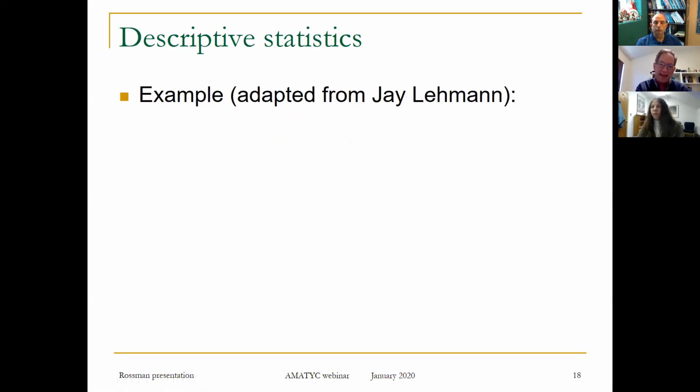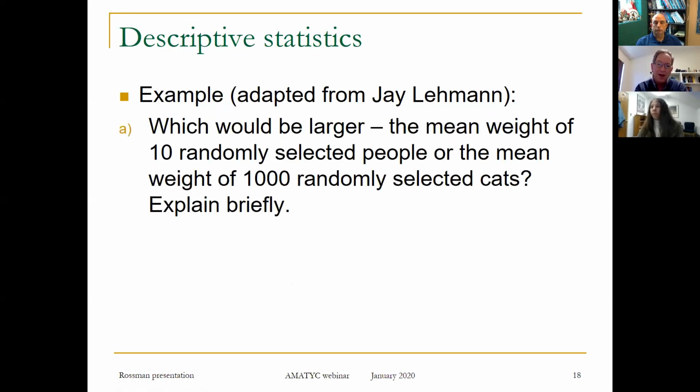Here's an example that I like a lot. I got the first half of this example from Jay Lehman, who teaches at the College of San Mateo. One of the reasons I like the example is I really like cats, and the example is about cats. And I was happy when I gave this question to my students. My students did just fine on this question.